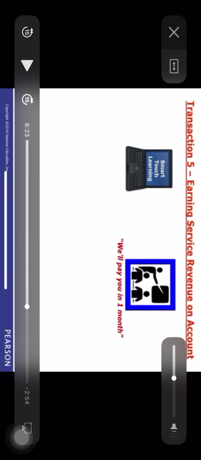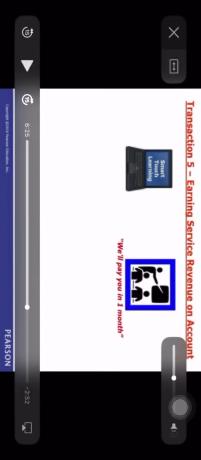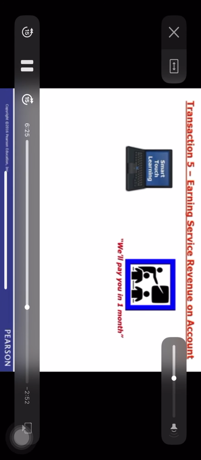In transaction 5, almost the same thing happens, but this time the client does not pay SmartTouch Learning immediately for their services. Let's say they pay them within 1 month. So they earn service revenue on account.